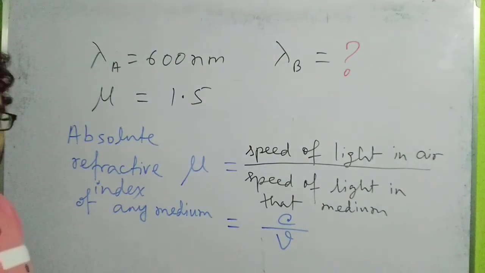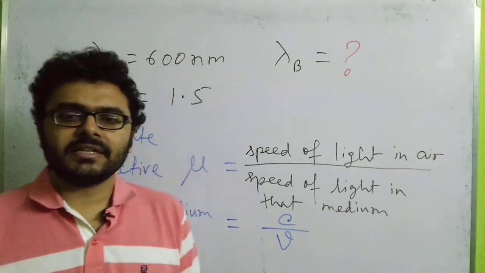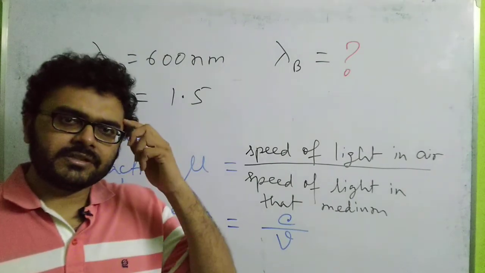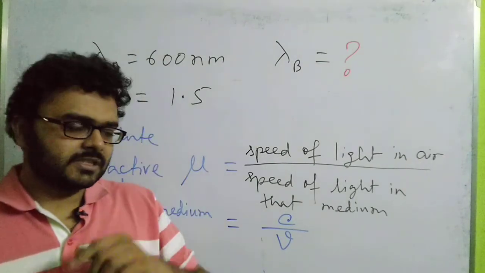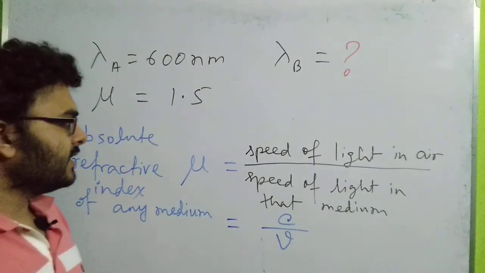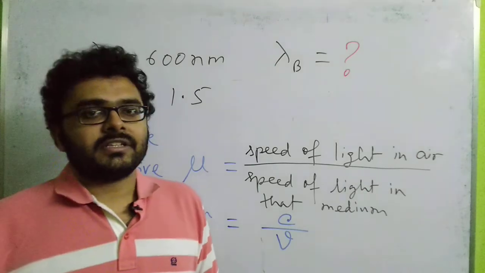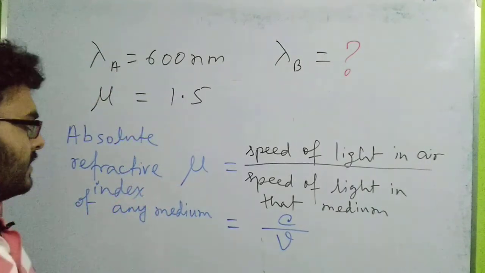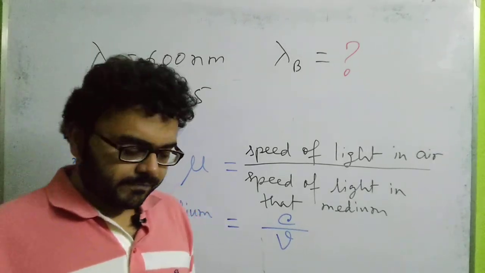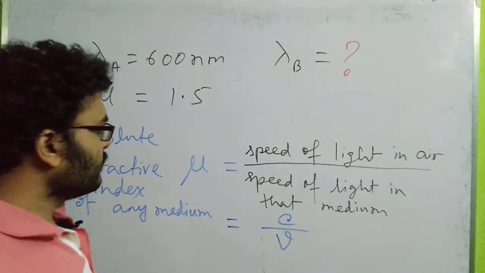Now as you know, light travels with the greatest speed in vacuum. In any other medium it travels at a lower speed. So definitely the value of the absolute refractive index of any medium has to be greater than 1. Remember this point: the absolute refractive index of any medium is always greater than 1. I think it is clear to you all now.